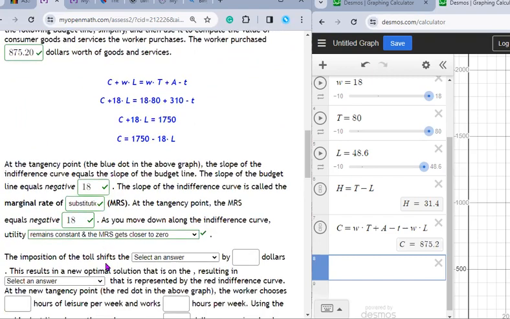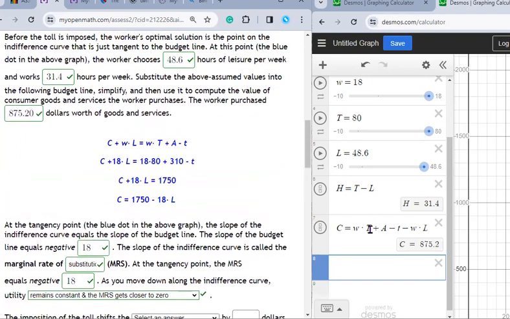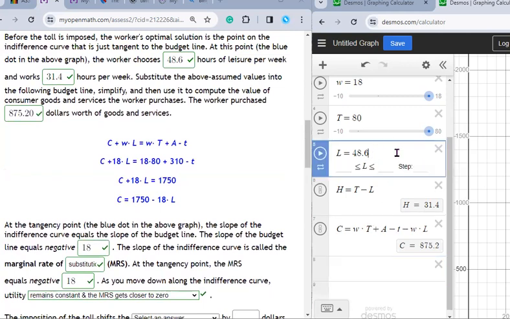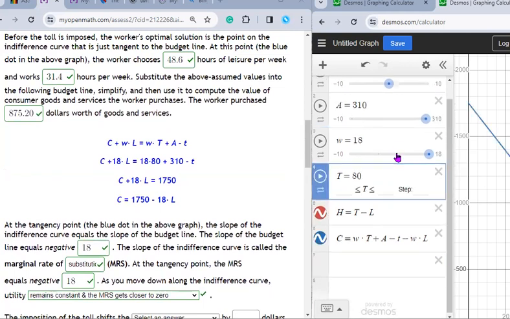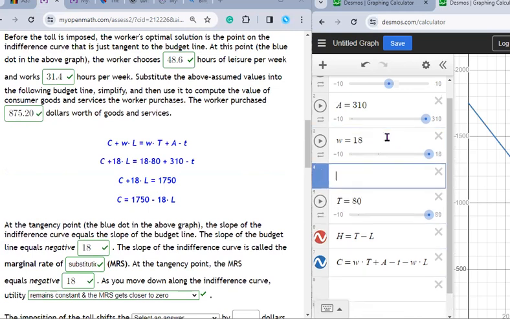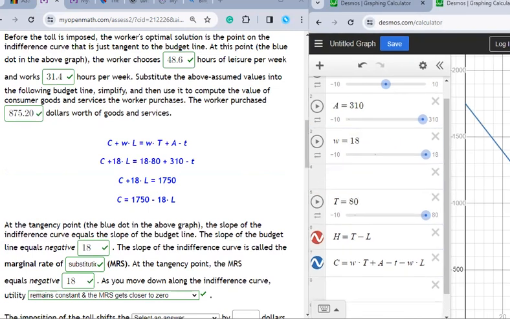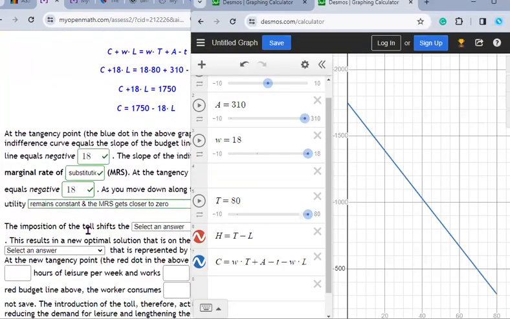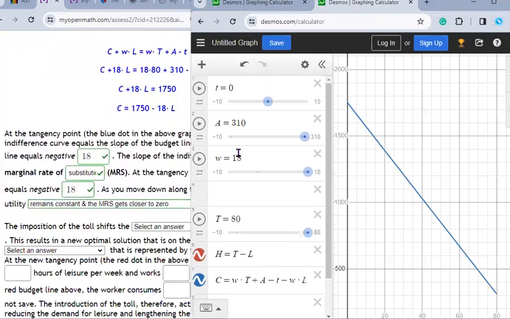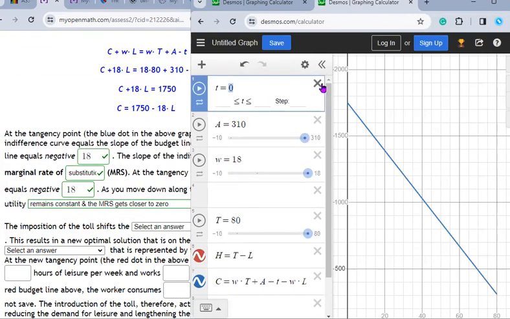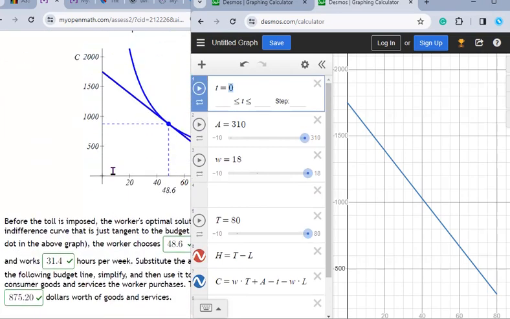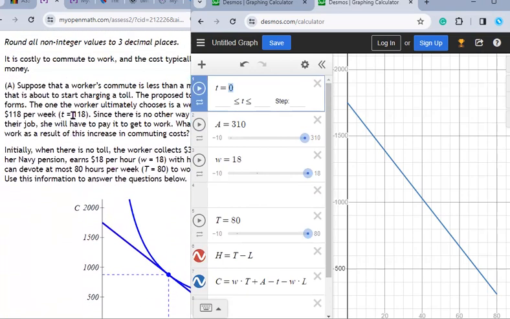Now, the imposition of a toll, right? Let's go back here. Let's undefine L real quick. Bring back our consumption function. We want to find out what happens when we impose this toll. So if we impose this toll, and my toll was $118, I think, right? When we impose this toll, mine's 118. I'm going to replace the zero so that the toll is equal to 118. And what happened to my budget line?